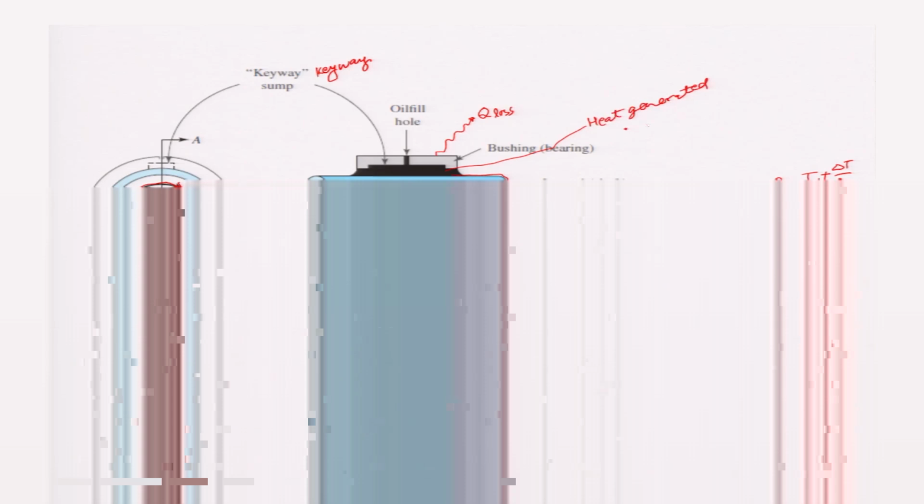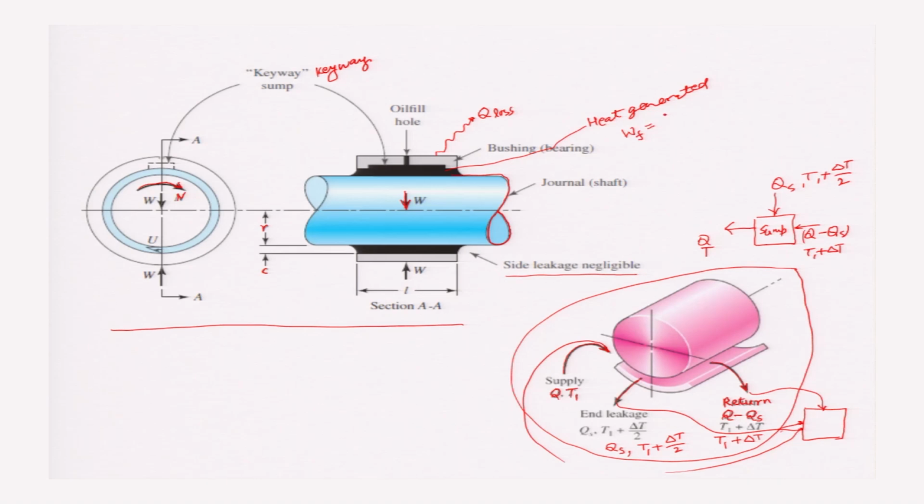That generated heat, frictional work, is your coefficient of friction f multiplied by W, and the frictional torque Tf is f W multiplied by the radius of the shaft, that is, the radius of the shaft is R, and that is f W R.